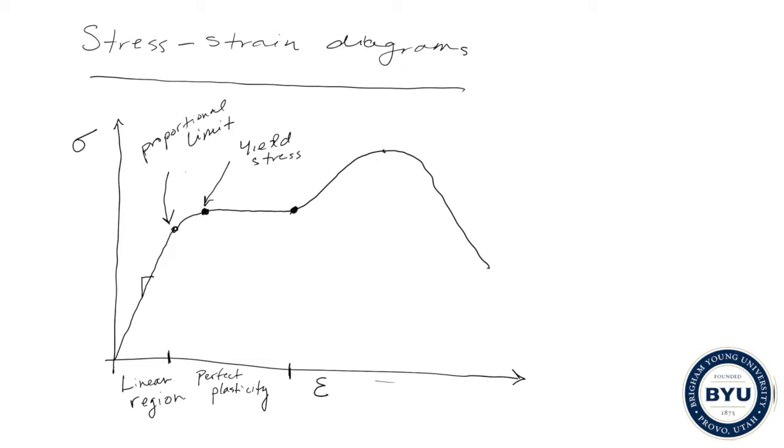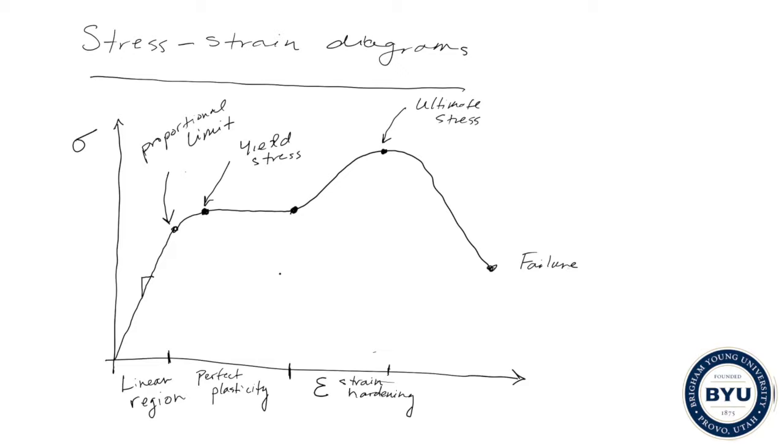And so we call this region here strain hardening. And then it gets to this top maximum level of stress, which is appropriately called ultimate stress, and then the material begins to fail and eventually fails completely. So this would be fracture or some other failure mechanism in the material.